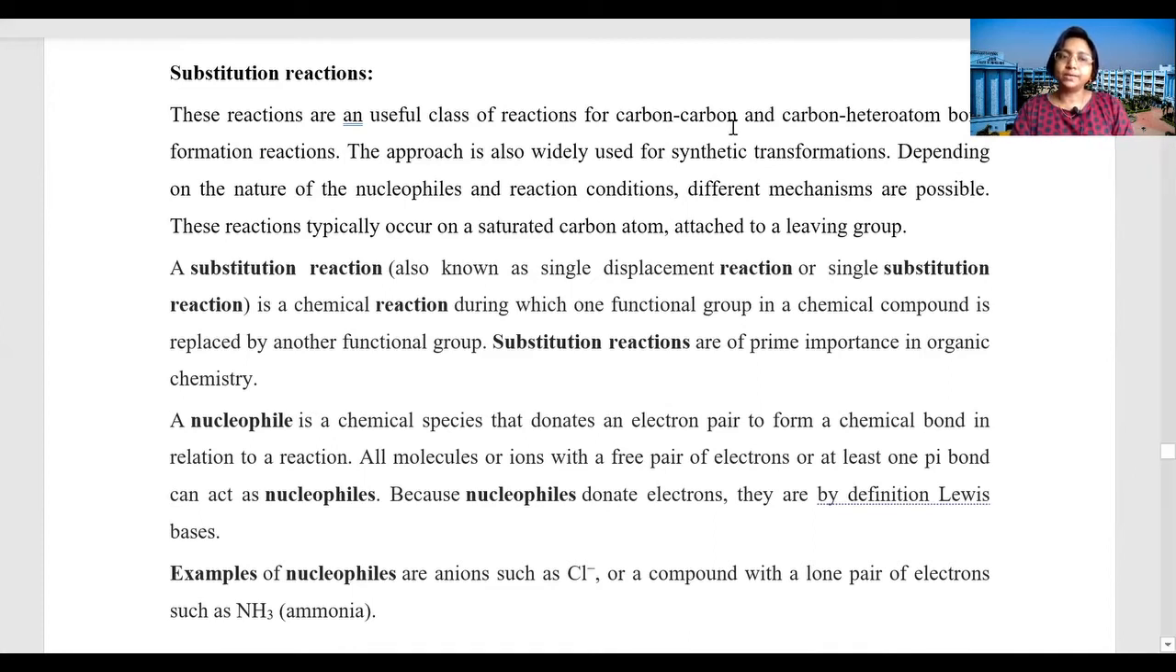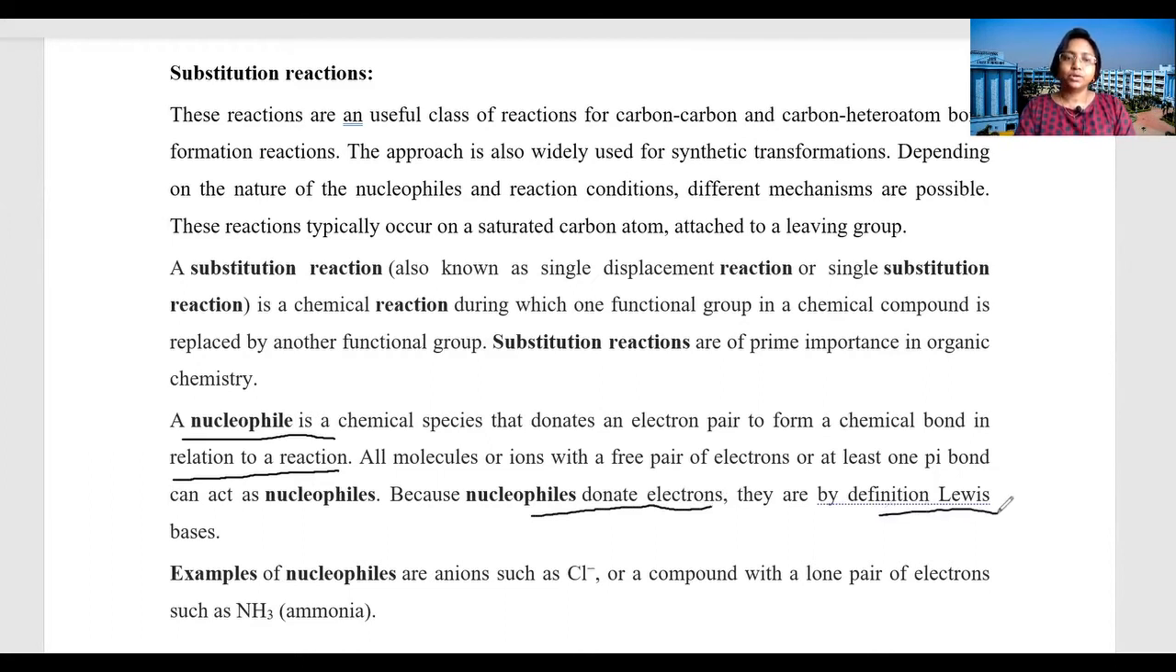To understand substitution reaction, you have to know what a nucleophile is. A nucleophile is a chemical species that donates an electron pair to form a chemical bond in a reaction. All molecules or ions with a free pair of electrons or at least one pi bond can act as nucleophiles, because nucleophiles donate electrons. They are by definition Lewis bases.